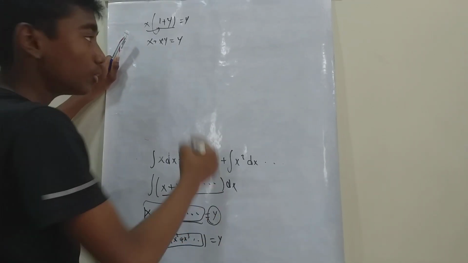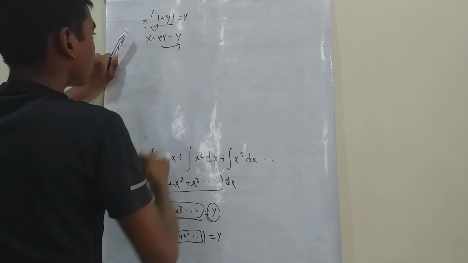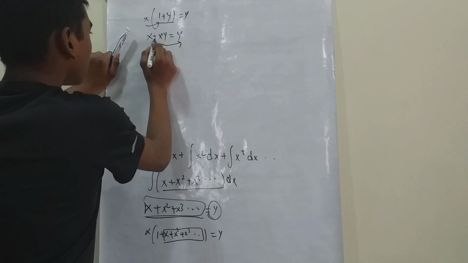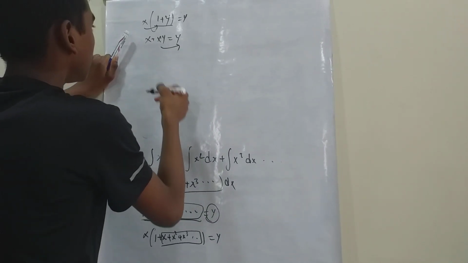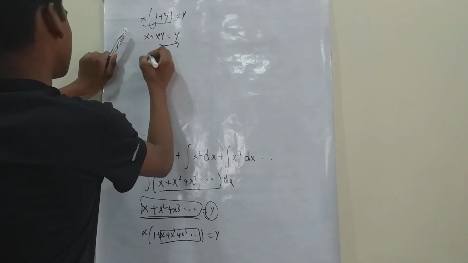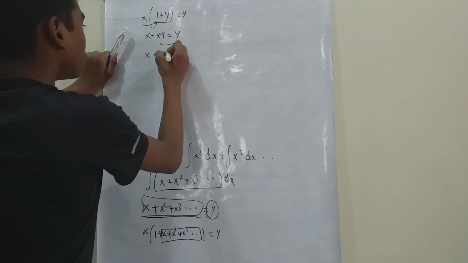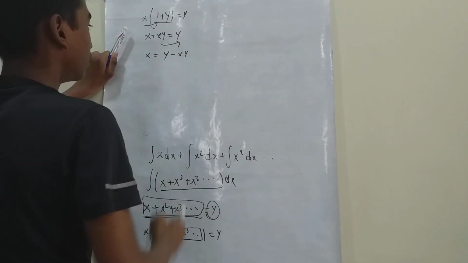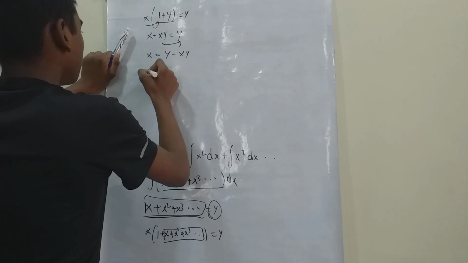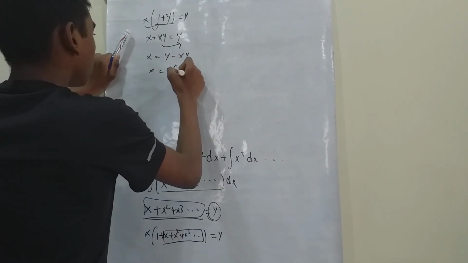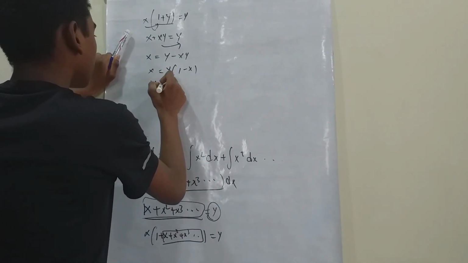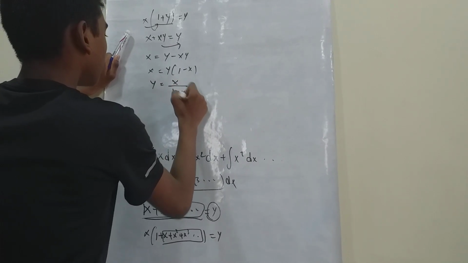So what I've got to do is just transport it there. This is adding, so when it goes to the other side of the equal sign, it subtracts. So x equals y minus xy. Well, now if I take y common, I could solve this equation. So (1 minus x) times y equals x, so y equals x over 1 minus x.